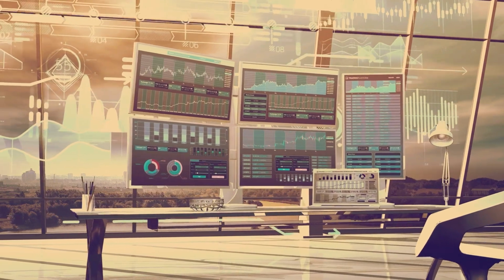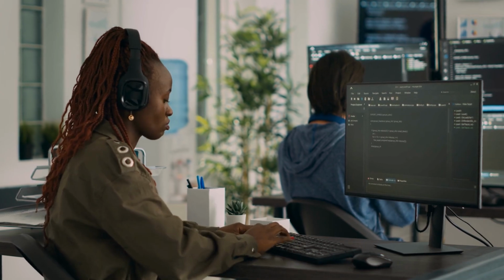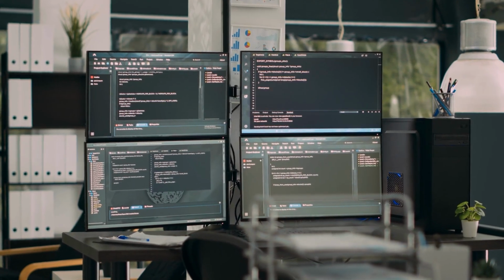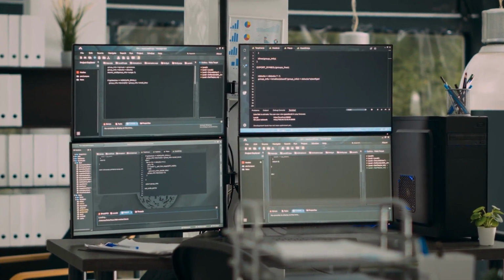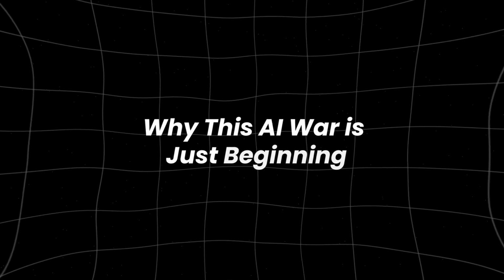Grok-3's success signals that we are entering a new phase in AI development, one where models are not just faster, but also smarter, more adaptable, and closer to artificial general intelligence, AGI, than ever before. Why this AI war is just beginning.